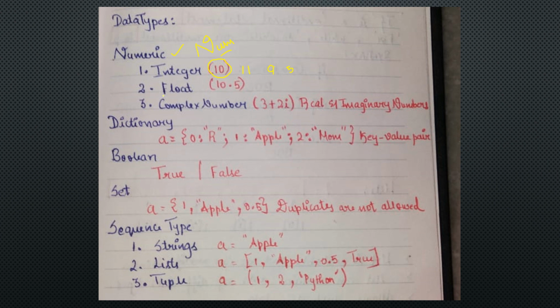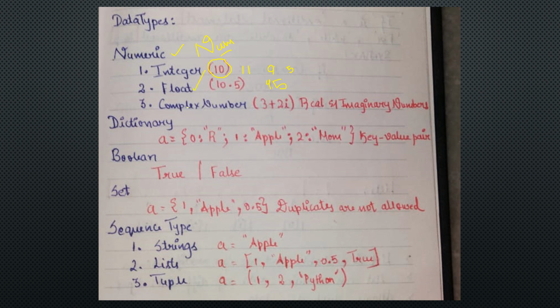Next, what is a float data type? A number with a decimal point is called a float data type. For example, 10.5 is a float, 9.5, 4.5, 11.5, everything with a decimal point is a float data type.